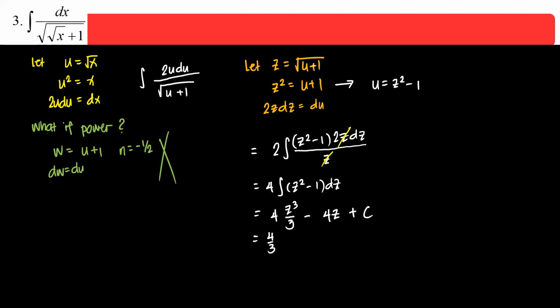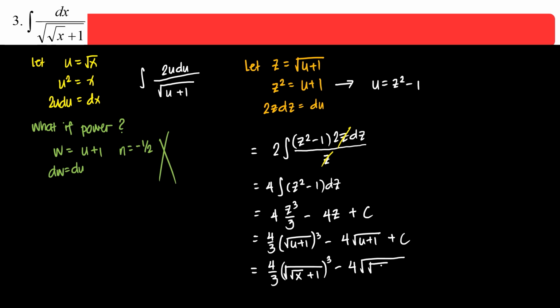It says there z is the square root of u plus 1, but then that's z cubed. So I can say square root of u plus 1 cubed minus 4 times z, the square root of u plus 1, plus c. The original problem, yes, it's in terms of x. Therefore, you have to bring it back. Square root of what's letter u? That's square root of x plus 1. This is to the third power minus 4 times the square root of the square root of x plus 1, plus c.